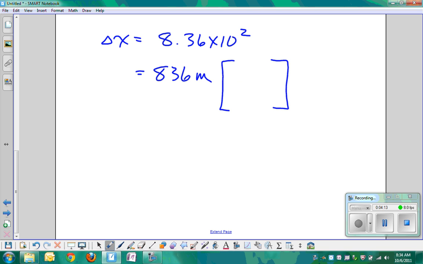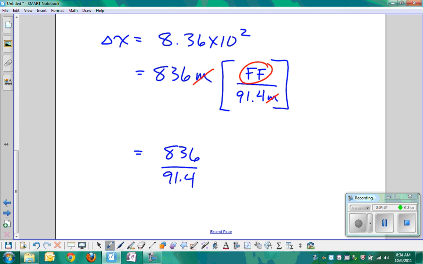Now what do we got to do? We got to use our factor label method. 91.4 meters in a football field. Okay? Meters cancel out, leaves us with football fields. That's factor label method. All right, so 836 divided by 91.4, and our units will be in football fields. And what does that turn out to be? 9.1466. Say again? 9.1466.